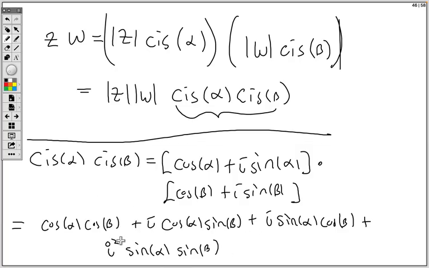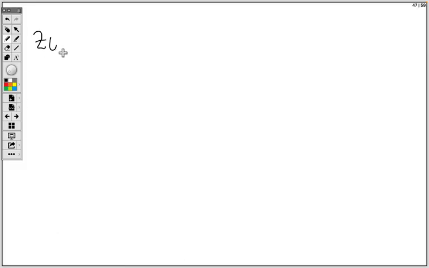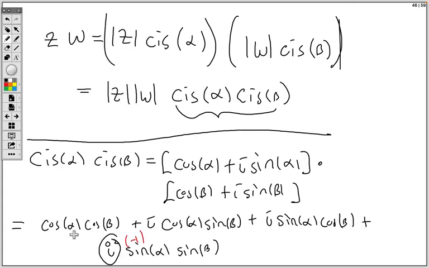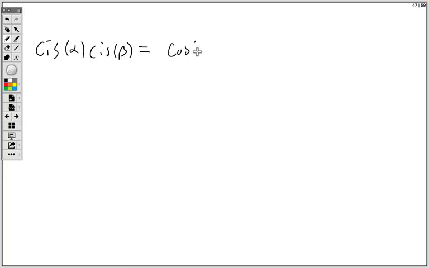All right. Now we're just going to clean this up a little bit. We've got i squared, remember, we can simplify that to negative 1. That's the definition of i. So cis alpha times cis beta equals, so I've got cosine alpha cosine beta minus sine alpha sine beta.